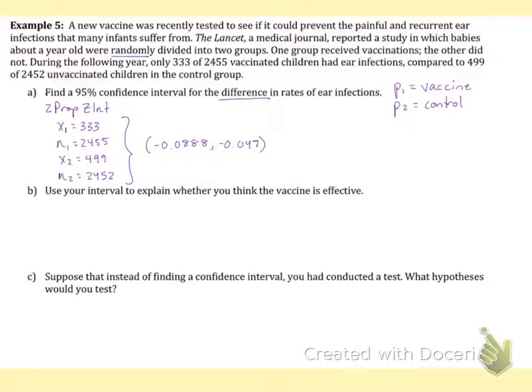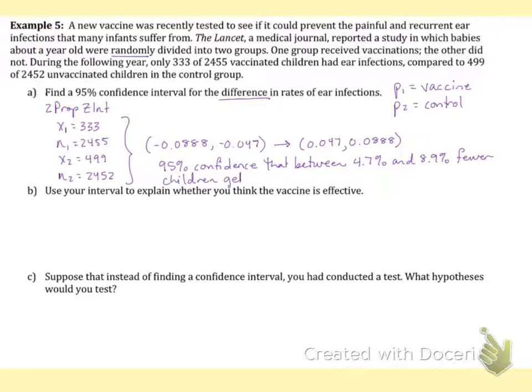fewer ear infections. We can turn this around, so we can say that the confidence interval is this, with the idea that we are 95% confident that between 4.7% and 8.9% fewer children get recurrent ear infections if given the vaccine.